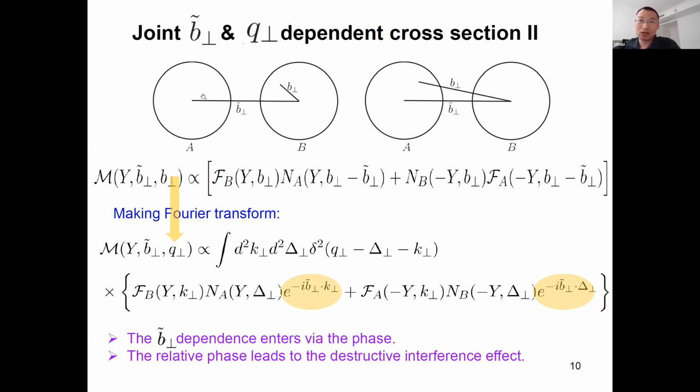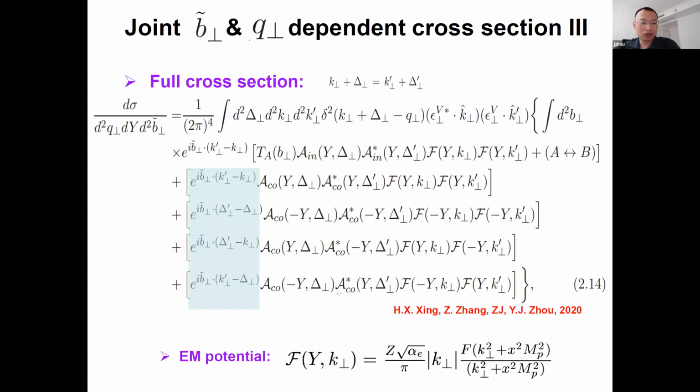But b_perp tilde is not a conjugate variable with respect to q_perp, the vector meson transverse momentum. They are not related. So after making a Fourier transform, two natural phases emerge here. So actually the impact parameter dependence in our formula just enters through this phase. Then squaring this amplitude, we arrive at this cross-section formula. The first line is the incoherent contribution.